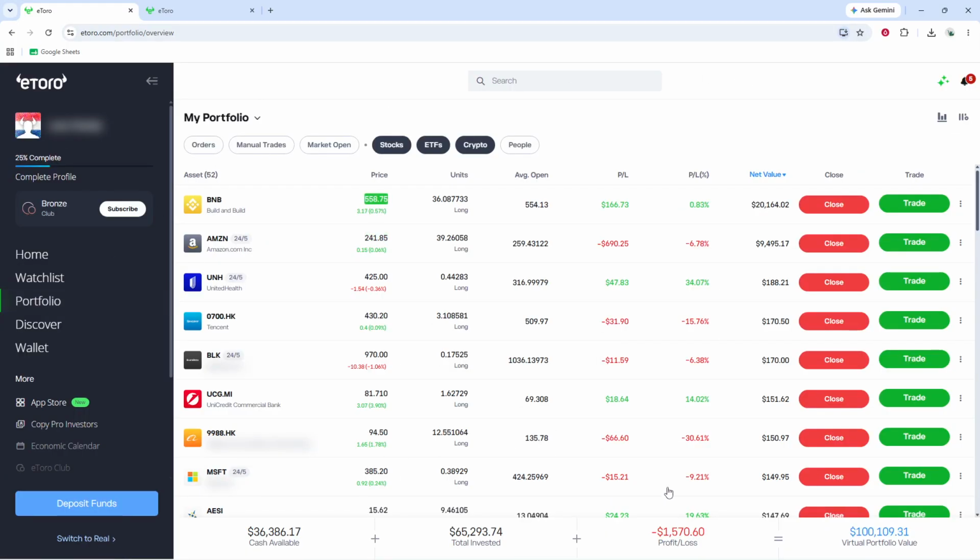This is the section where you can see all of your current investments in one place, along with the key numbers that help you understand how each position is performing.